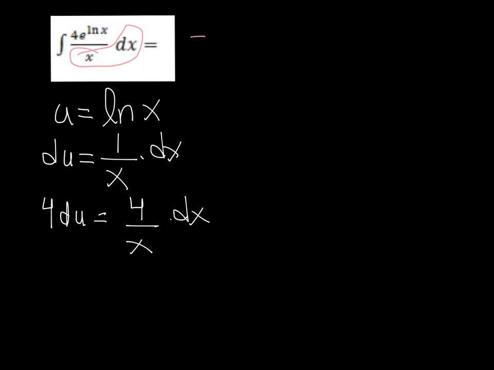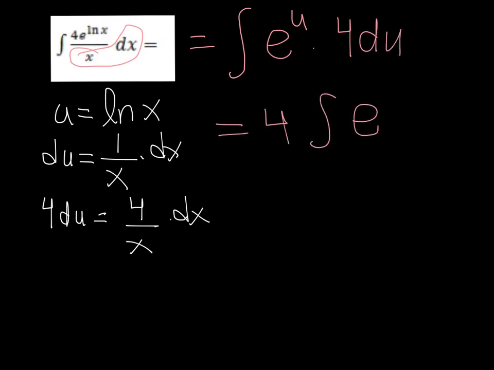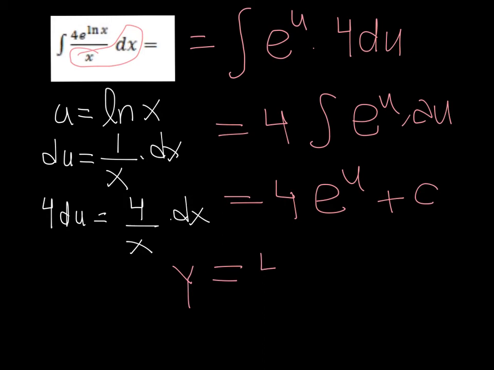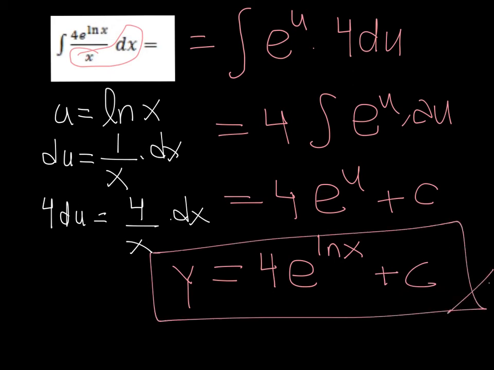Changing the variable of integration, that will be e to the u times 4 times du. Constant out of the integral sign, e to the u times du is the second formula that we have learned today, and the integral of it is e to the u plus c. So substituting back, it will be e to the natural logarithm of x plus c. That's my indefinite integral. Let's do the verifying.